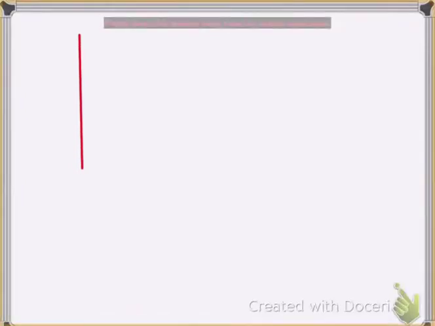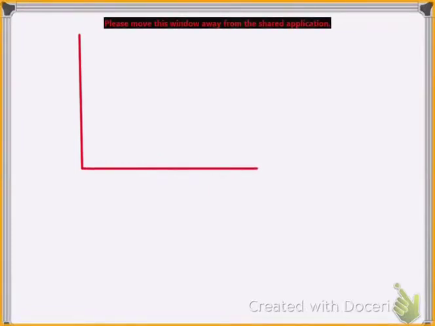Okay, so like I was saying, I wanted to review with you some of the things about position time graphs. And so you might want to take notes on this. Okay, so first of all, the vertical axis is position, the horizontal axis is time.